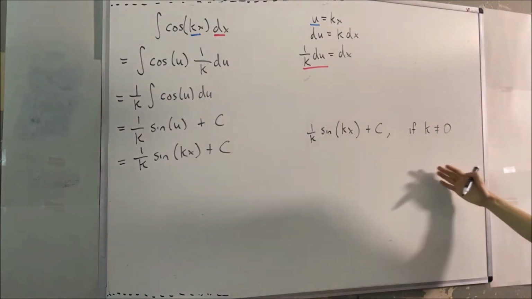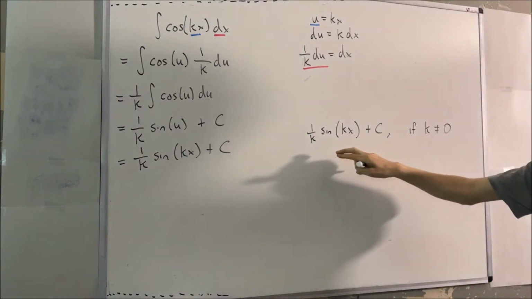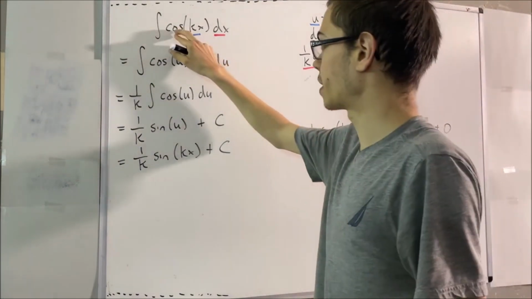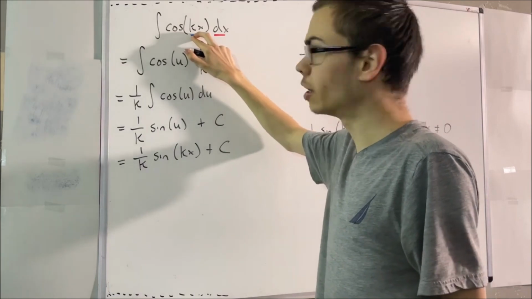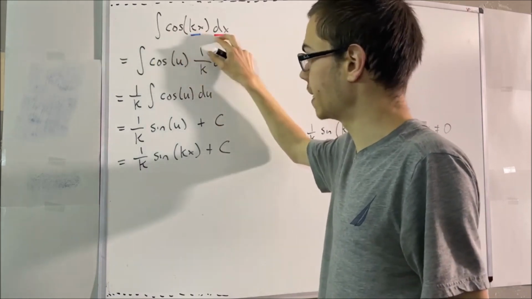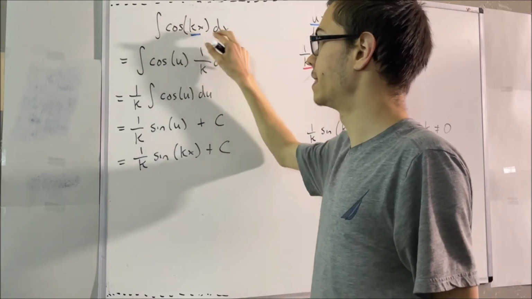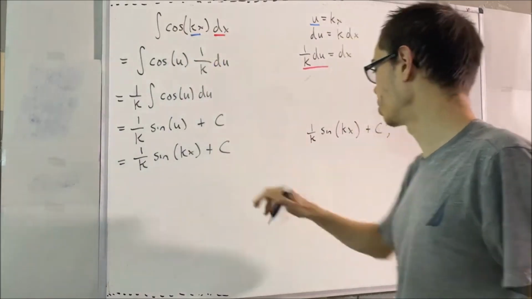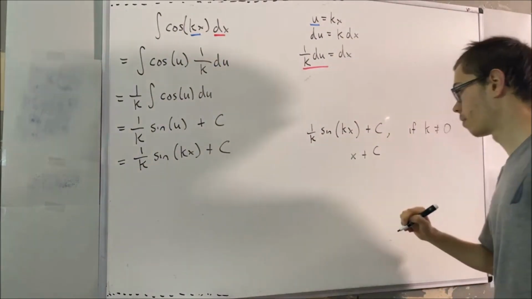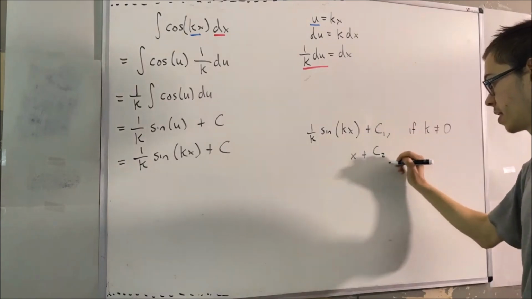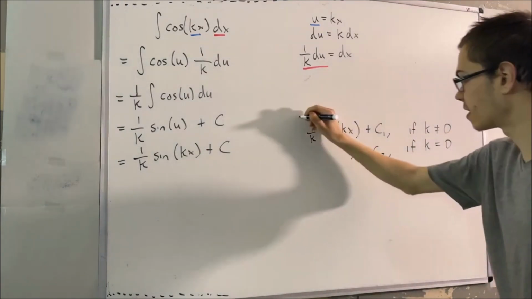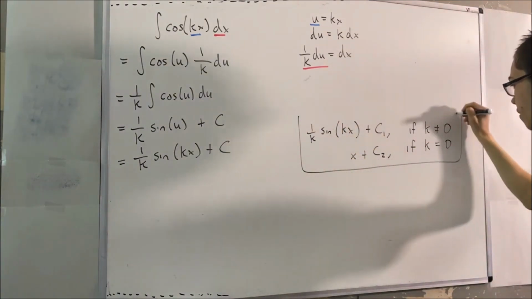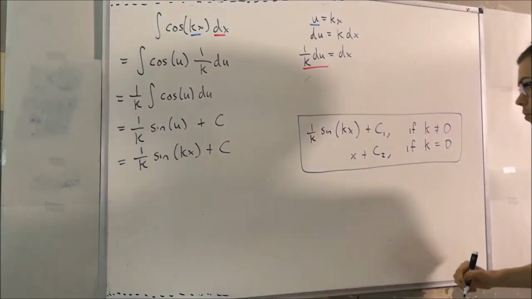So then what if k does equal 0? Well, then you'd have the cosine of 0x, which is cosine of 0, which is 1. You'd have the integral of 1 dx. The integral of 1 dx is x, so you would get x plus c. I'll just differentiate between these constants, and so this is true if k is equal to 0. So this would be the complete final answer to this integral.